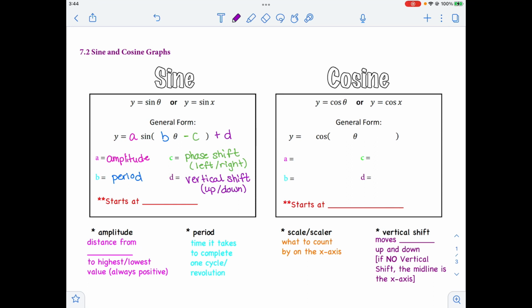So whatever we see there, we know if it's positive, it's going up, if it's negative, it's going down. When we look at the C, we have to think about the difference of what's going on there. Start at the midline.